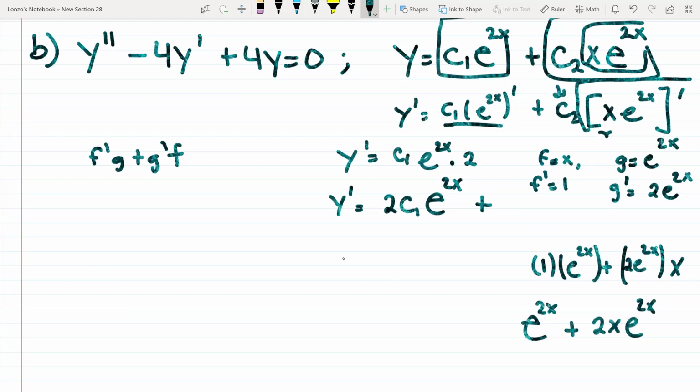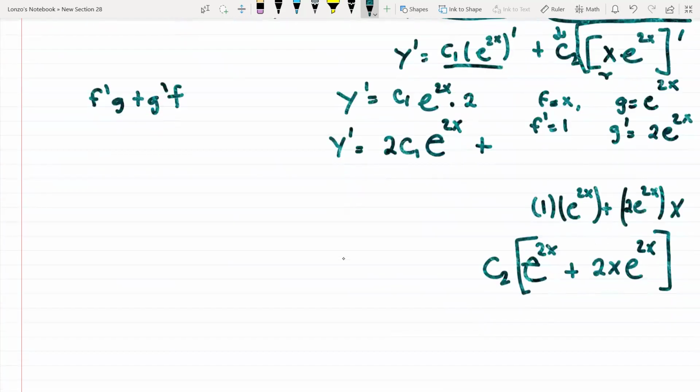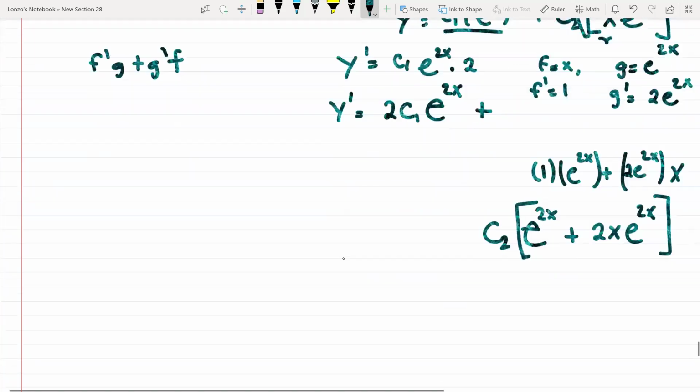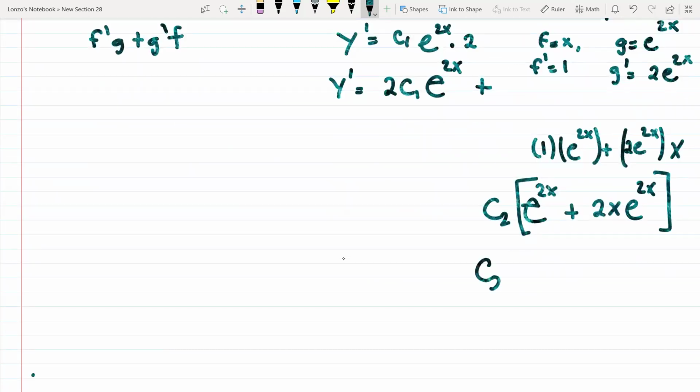And then we still have this constant C2, so we kind of have to distribute it. So if I distribute it, this would be C2 e to the 2x plus, if I fill this out, 2C2x e to the 2x. And then you still have this 2C1, so that would be 2C1 e to the 2x.